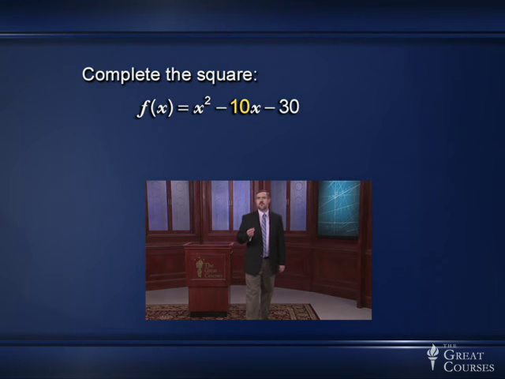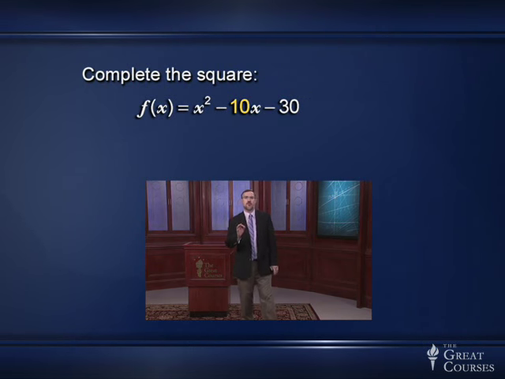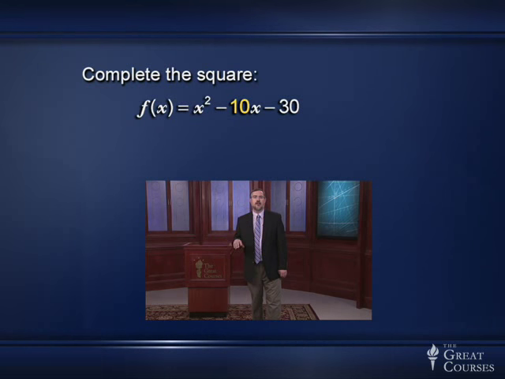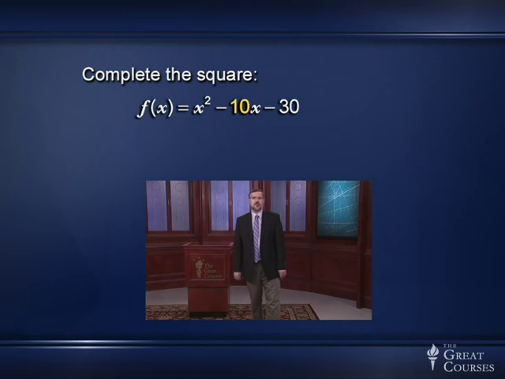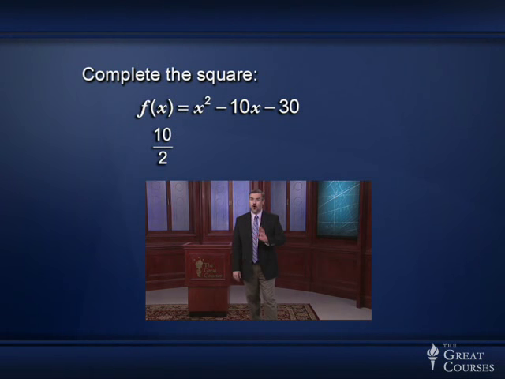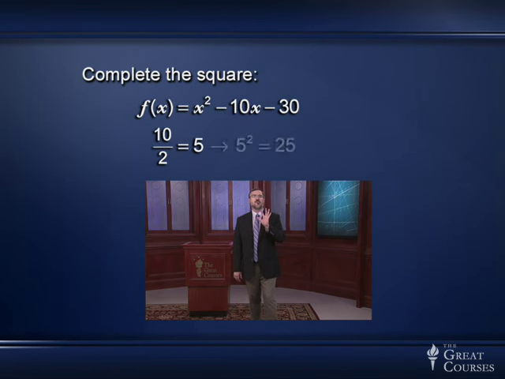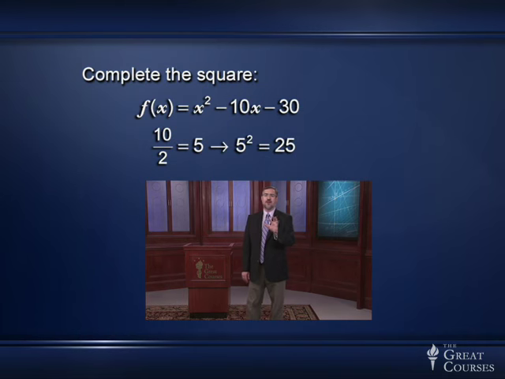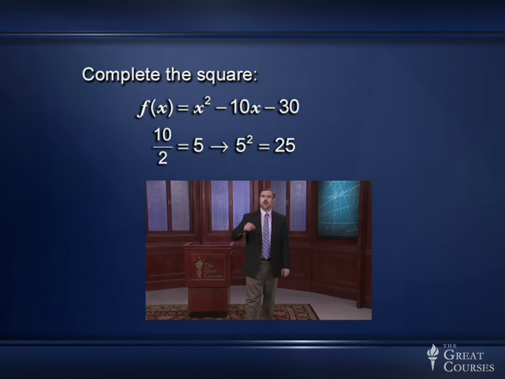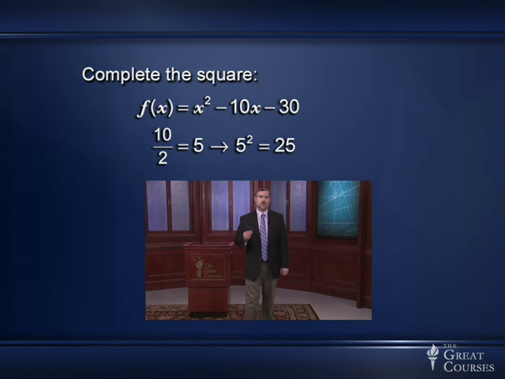You take the coefficient that's in front of the x to the first term, and you ignore the sign in front of it. You just need the number in front of the x to the first term. In this example, that's 10. You always divide that number by 2. It's always dividing by 2. And that gives me 5. And then I square that 5 to give me 25. So I started with the 10, I divided by 2, and then I squared.